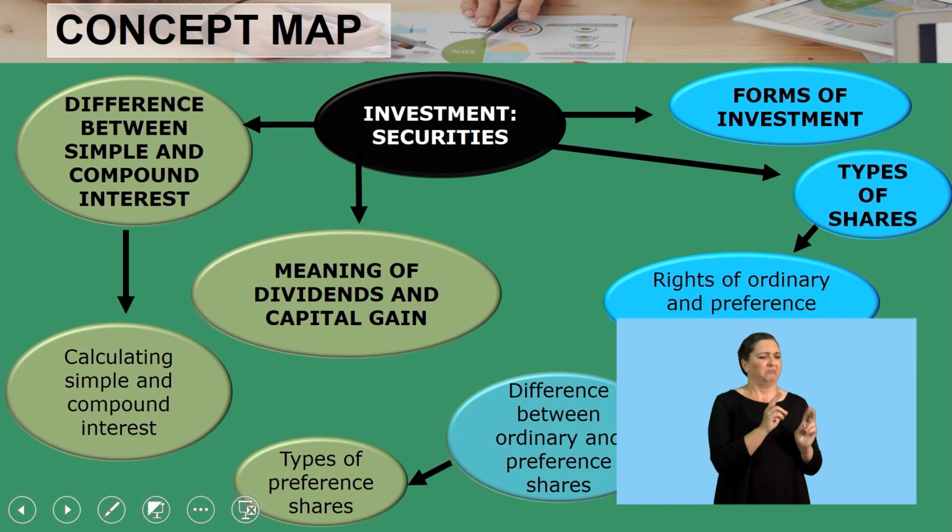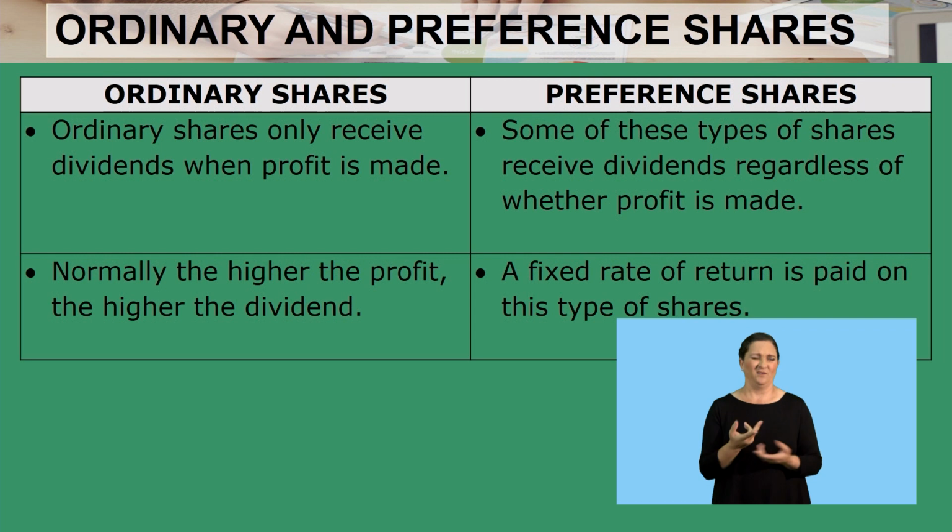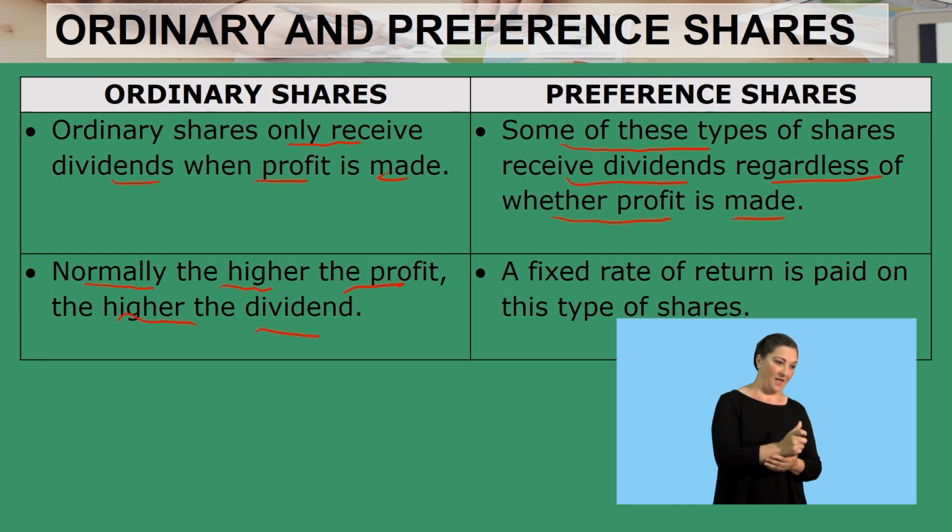Welcome back. Let us now look into another aspect of our lesson, which is the differences between ordinary and preference shares. Now, ordinary shares, what do we mean by that? These are shares that only receive dividends when profit is made. Whereas preference shares, or some types of preference shares, would receive dividends regardless of whether profit is made or not. And then we also have the idea that with ordinary shares, normally the higher the profit, the higher the dividend. Whereas with your preference share, the difference is that they receive a fixed rate of returns, and this would be paid on these types of shares, which is your preference shares.